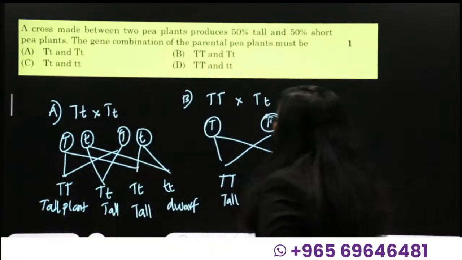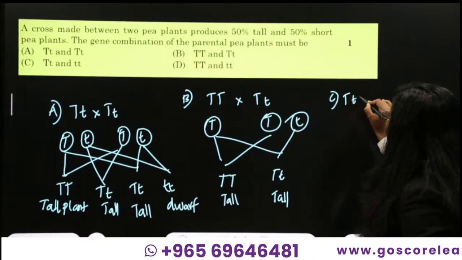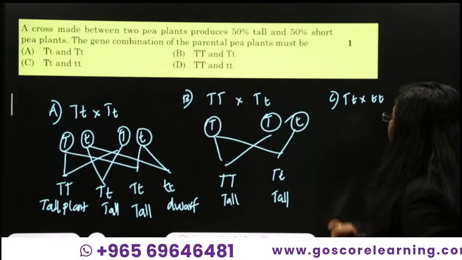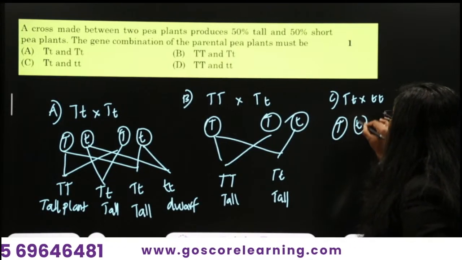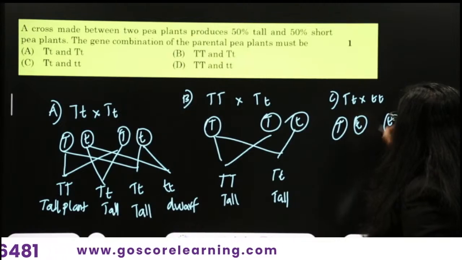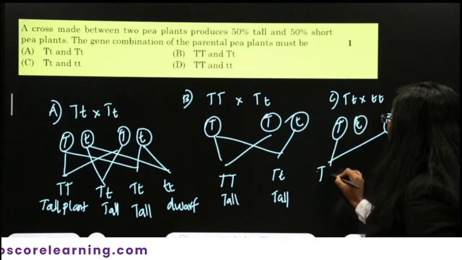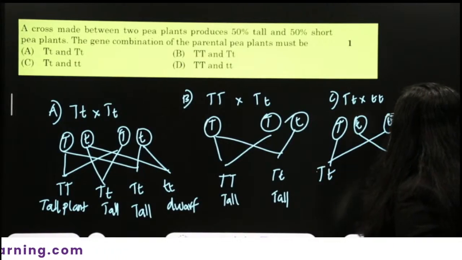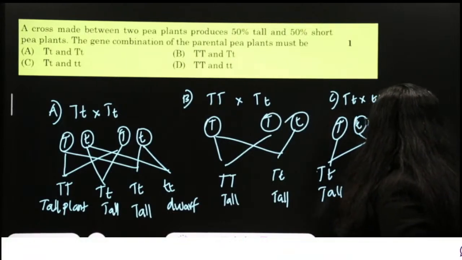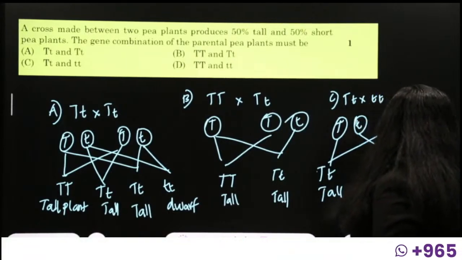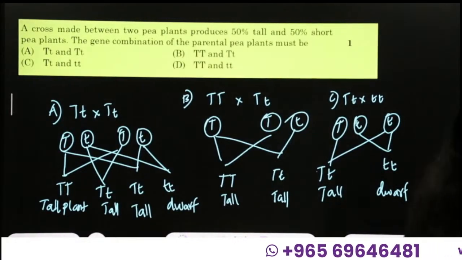third option, option C, what is it? Capital T, small t is crossed with small t, small t. So what are the possible gametes? Capital T is one possible gamete, small t is another possible gamete, and again small t is another possible gamete. So the produced ones will be capital T, small t, and also small t, small t. That means this is a tall plant, and this is a dwarf plant. This is a dwarf plant.